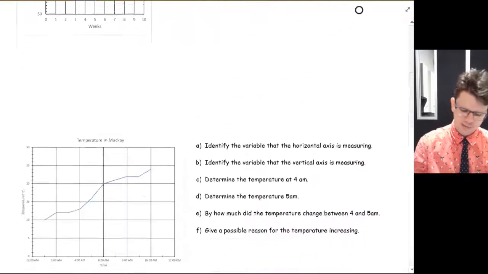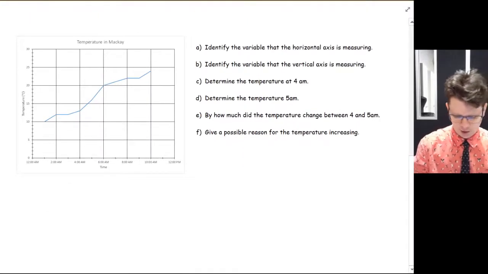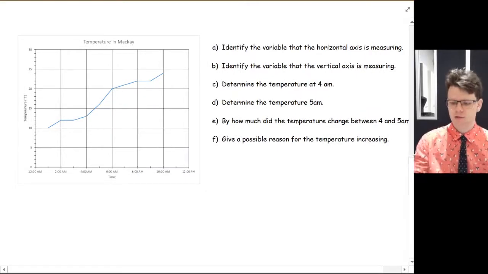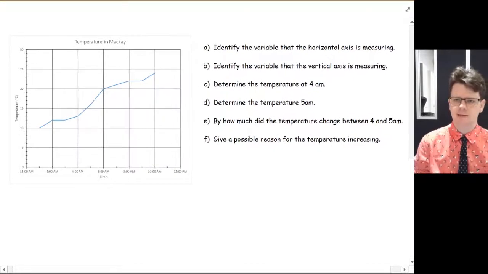Alrighty. So very similar questions, but a slightly different graph, okay? So there's your graph, those are your questions. Pause the video, see if you can work out the answers to them.